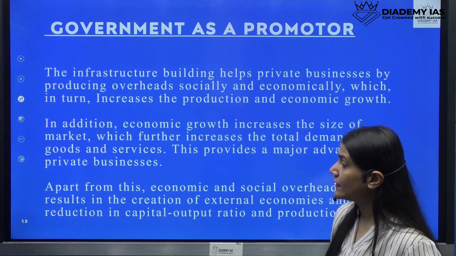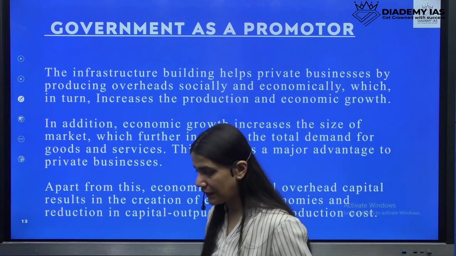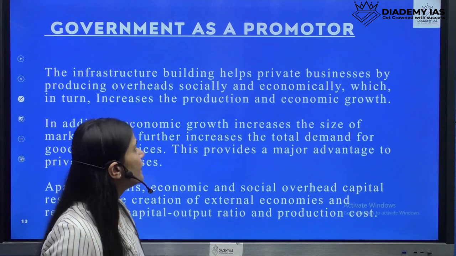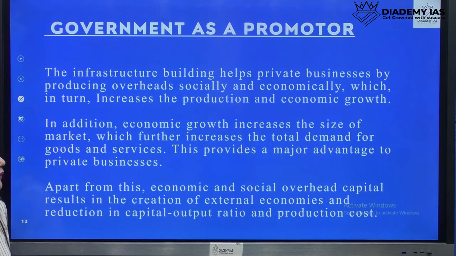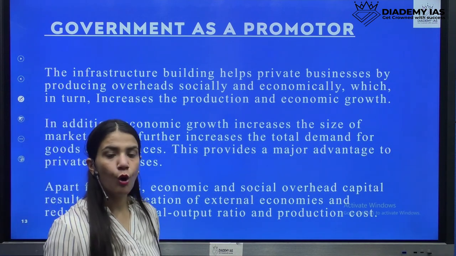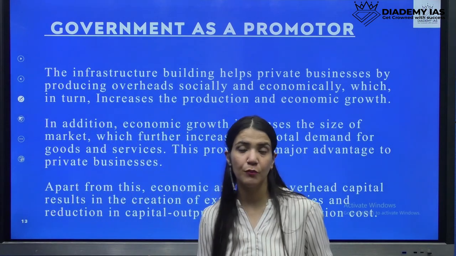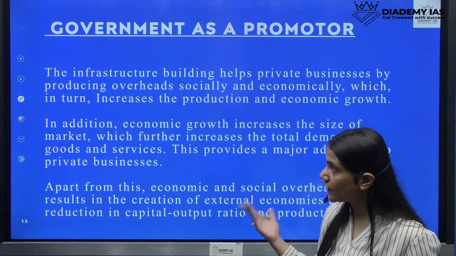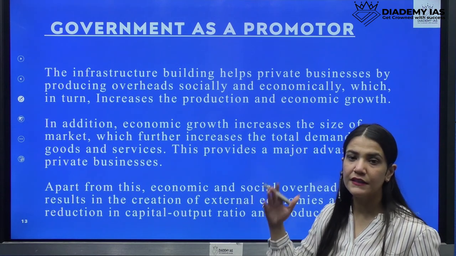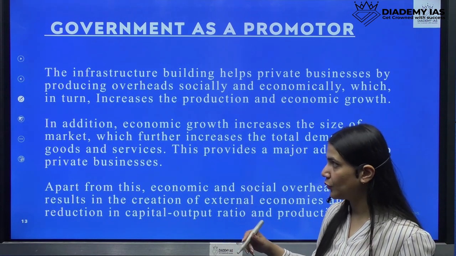Now, to understand further how government plays a role as a promoter, infrastructure building helps private businesses by producing overheads socially and economically, which in turn increases production and economic growth. The improvement in the overheads would definitely help in the increase in production and economic growth. So what is the role as a promoter? This is how it is going to be controlling it.